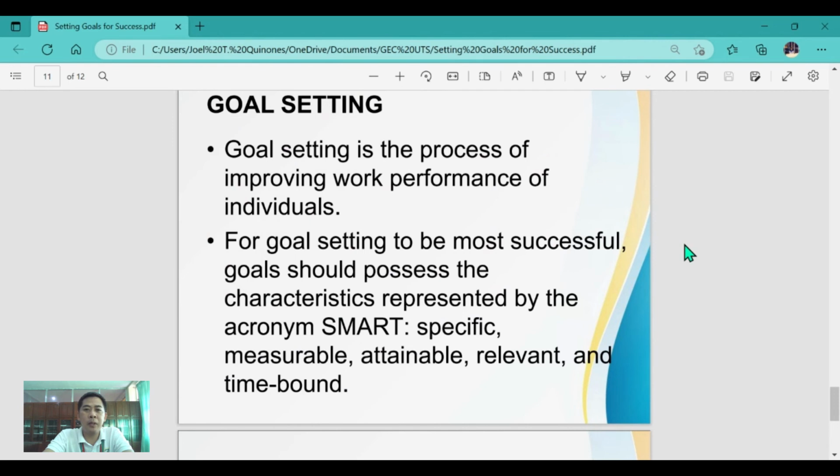For goal setting, of course, goal setting is the process of improving work performance of individuals. The most successful goals should possess the characteristics represented by the acronym SMART. So even the acronym SMART is not new to you. Naririnig niyo na ito ng paulit-ulit. SMART is specific, measurable, attainable, relevant, and time-bounded. Now, what is this SMART acronym all about? And what is the importance of goal setting?